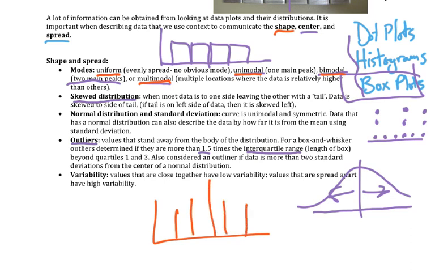Okay, that would be uniform or even unimodal. Bimodal would be if it has two spots. Multimodal if it has more than two going up. Is it skewed? Is the data to one side or the other? And I've got a great picture we can look at to see that one.